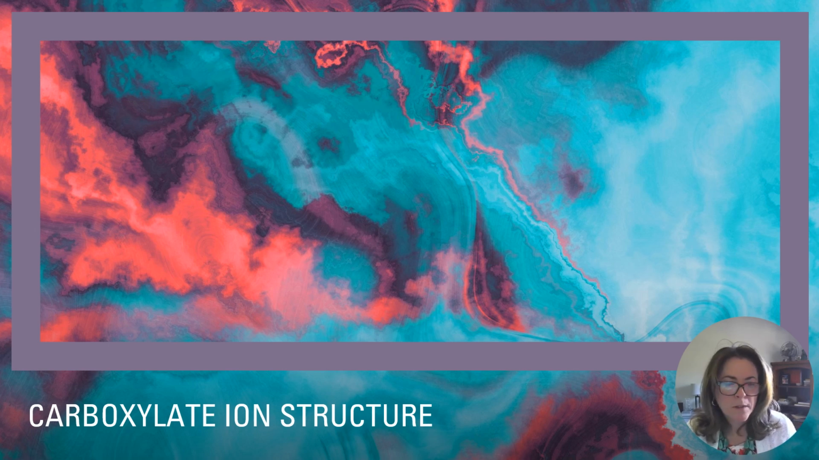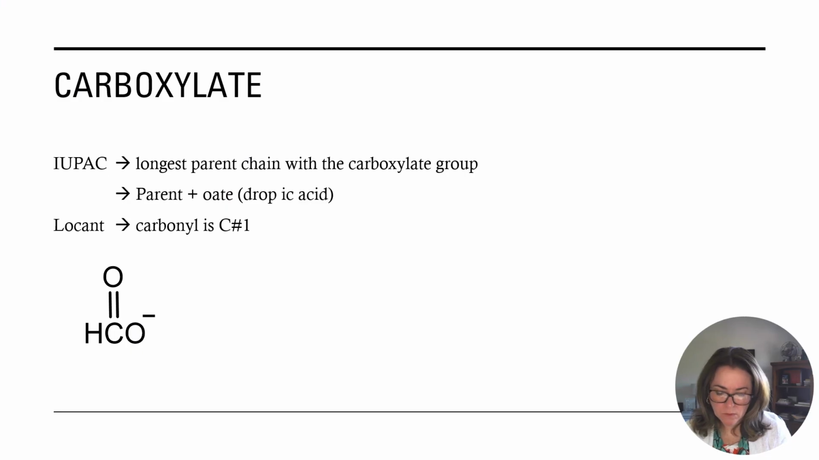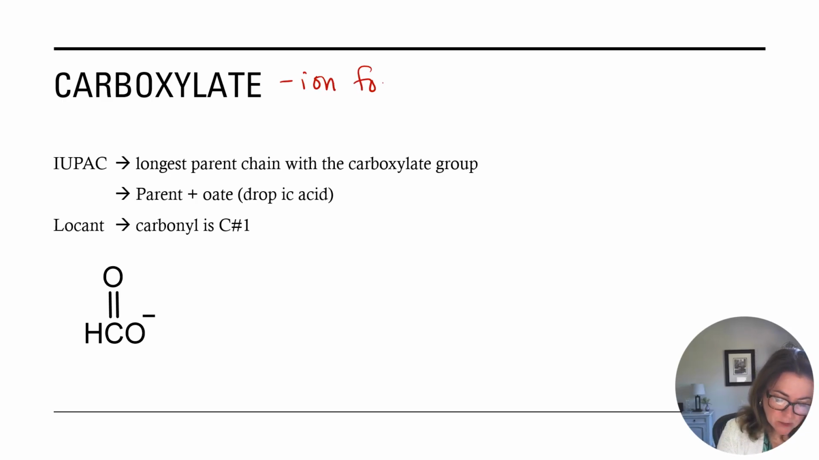Okay, here we are going to be talking about carboxylate ion structure, so naming and drawing. Carboxylate is the ion form of our carboxylic acid. So it has essentially donated a proton, an H+, to a water or something else.